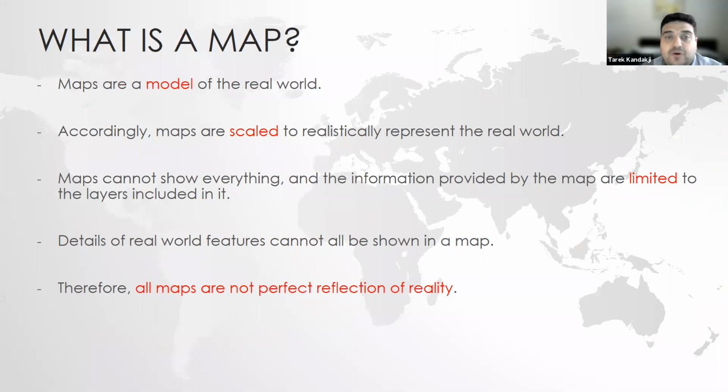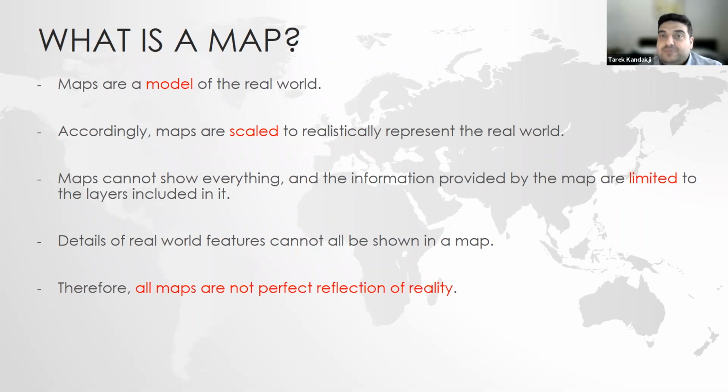As we said, maps are models of the real world. This is what a map is. Accordingly, maps are scaled to realistically represent the real world. When you look at the map, you're looking at your computer screen. A computer screen is probably at best 29 inches, or a huge TV, let's say 73 inches. It's still, if you want to show the whole world, a scaled world. You are shrinking the whole Earth into a small screen size. This is what we call scaling, and we're going to talk more about scaling in the future.